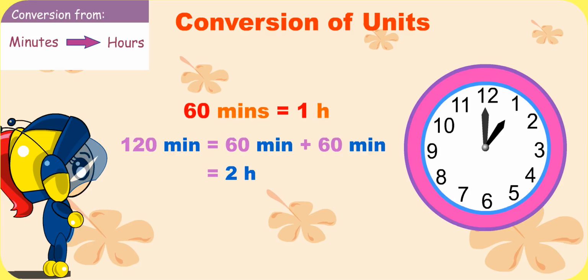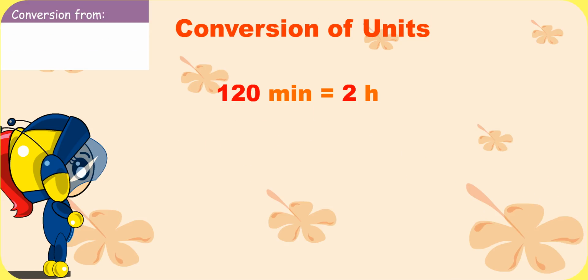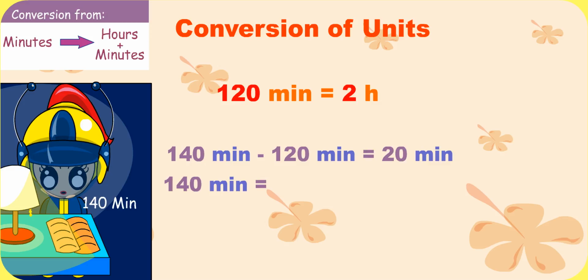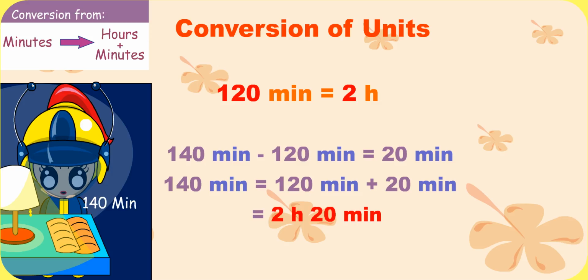The number of hours increases accordingly as we subtract 60 minutes for every hour. The conversion is more complicated when minutes are converted to hours and minutes. For instance, if you spend 140 minutes doing your homework, it is more than 2 hours. Taking 140 minutes minus 120 minutes, the remaining is 20 minutes. 140 minutes equals 120 minutes plus 20 minutes equals 2 hours and 20 minutes. So the time is 2 hours and 20 minutes.